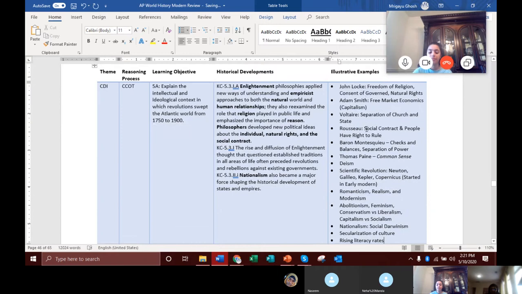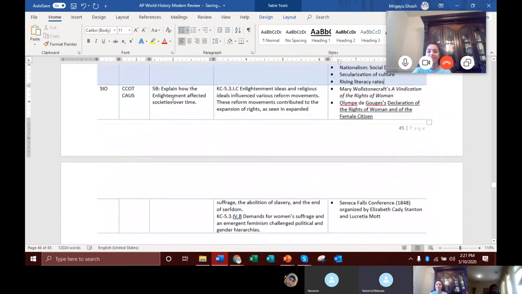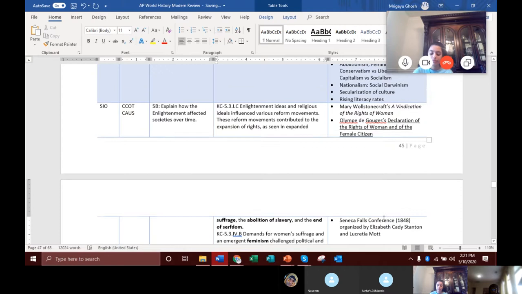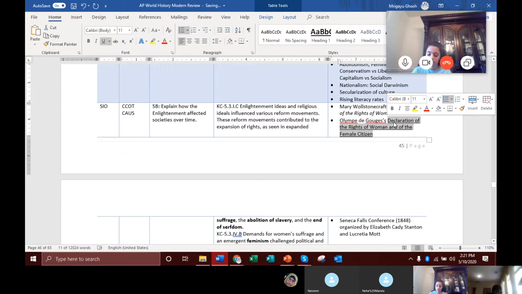Yes. Okay, good. Moving on, we see how it affected reform movements with the expansion of rights, suffrage, abolition of slavery. So I'll put bold suffrage, abolition of slavery, and then the end of serfdom. And then we have women's suffrage and feminism. With Seneca Falls, we have Declaration of the Rights of Woman and the Female Citizen. We have Wollstonecraft's Vindication of the Rights of Woman, which we've read. I'm sure you've read excerpts from before. Anything else we want to put in here?